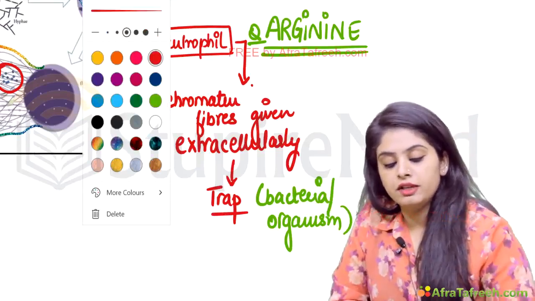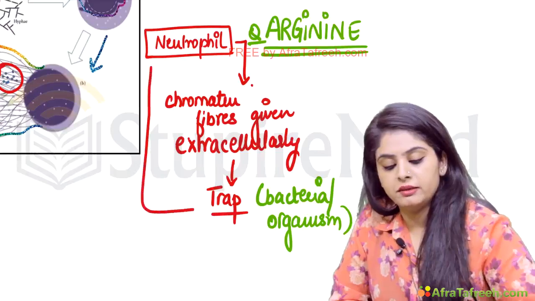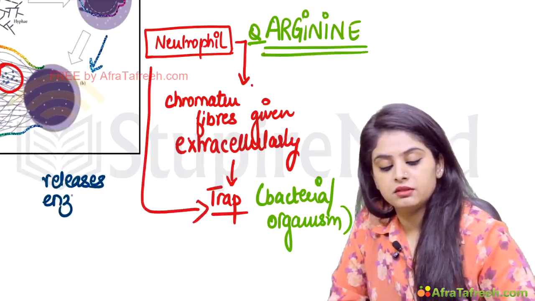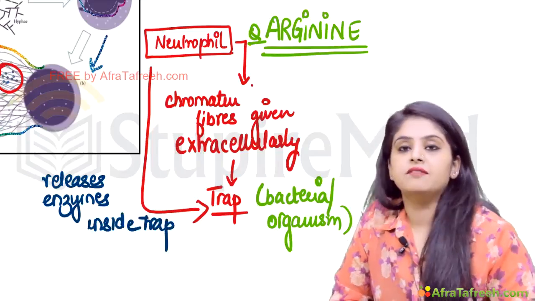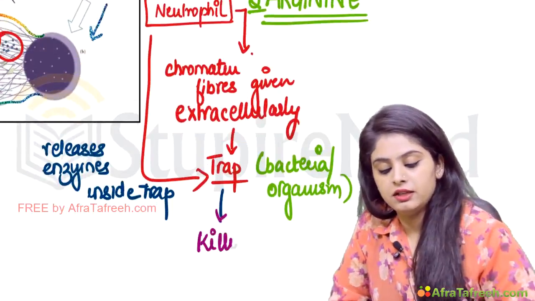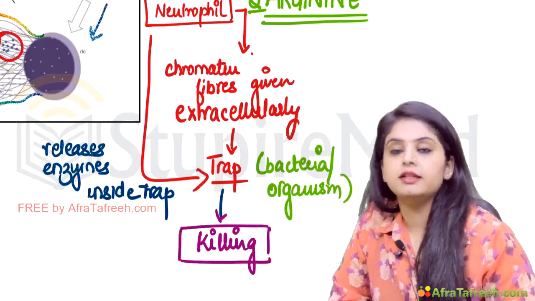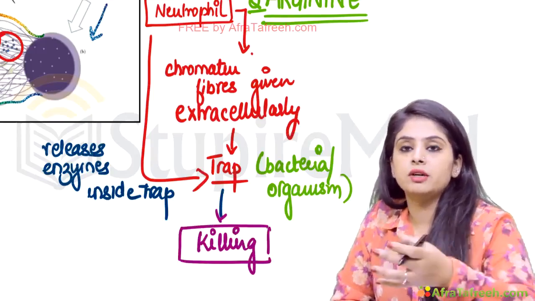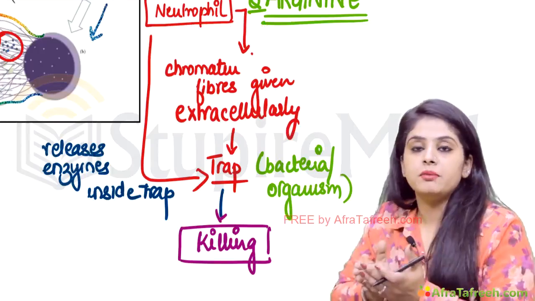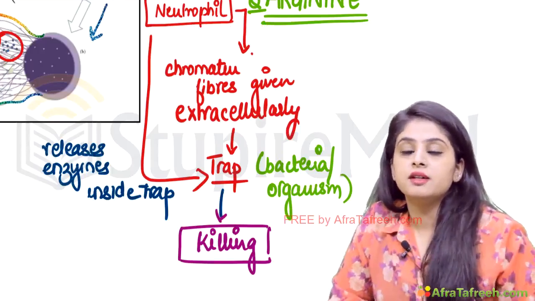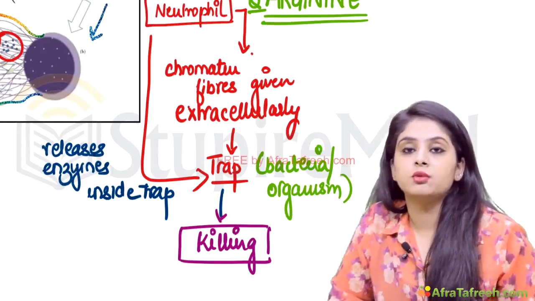After that, the neutrophil is going to release all its enzymes. The neutrophil now releases enzymes inside the trap. And once it releases enzymes inside the trap, this will definitely result in killing. So there is a neutrophil. Because of the amino acid arginine, all the chromatin goes out. It forms a trap. In that trap, all the enzymes are released from the neutrophil. The organism dies. But please note one very important mechanism over here.